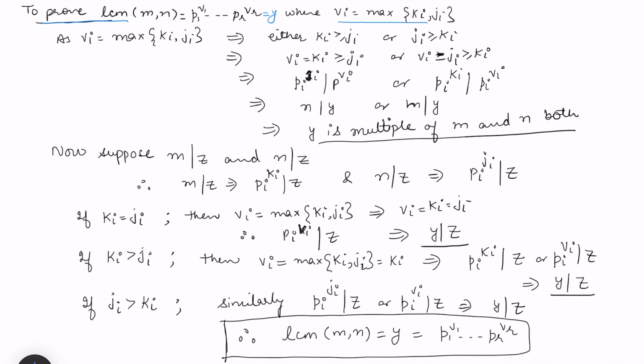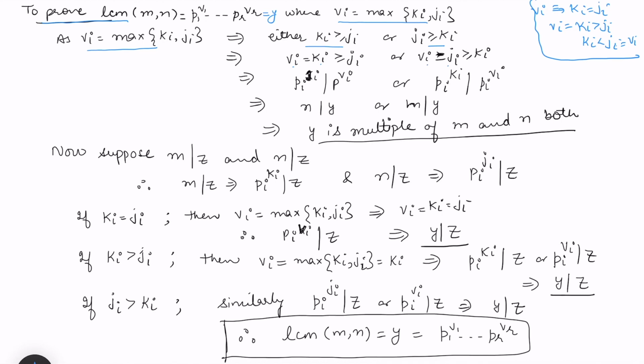Now again, if Vi is maximum, there are three possibilities: either Ki and Ji are equal, or Ki is greater than Ji, or Ki is smaller than Ji. For the first case, this means Vi's are all equal. For this case, Vi is equal to Ki, and if Ji is bigger, this means Vi is equal to Ji. Now for these three cases, we will be discussing them separately. So as Vi is the maximum of this, it implies either this case or this case. So I have written, this means Vi is equal to Ki or Vi is equal to Ji.